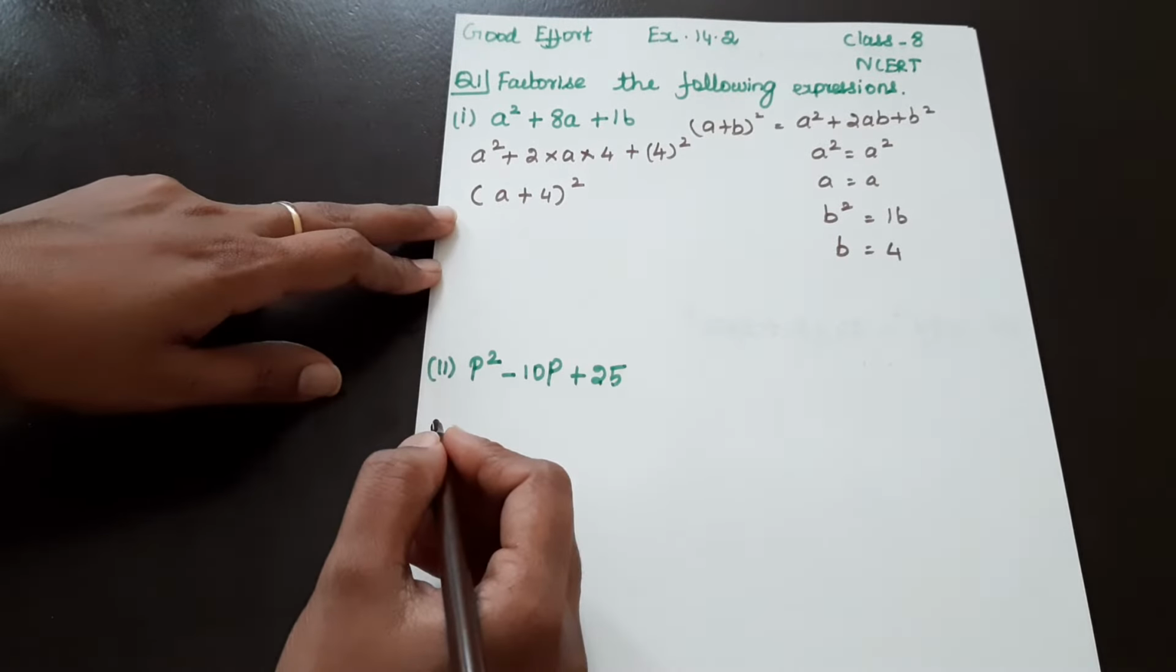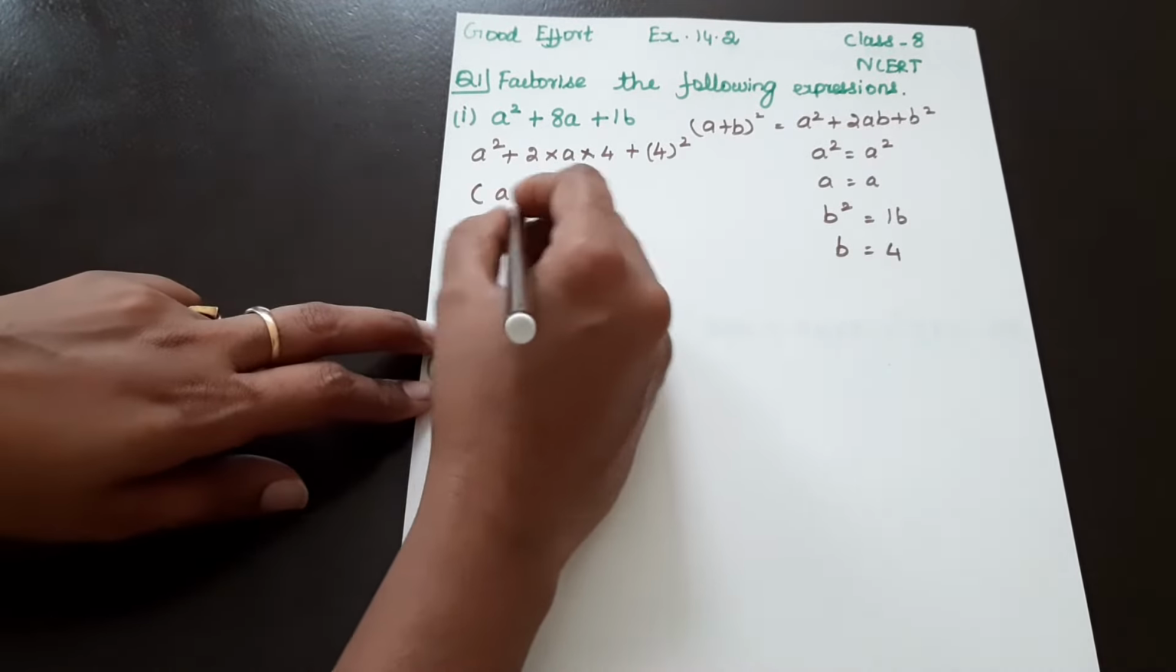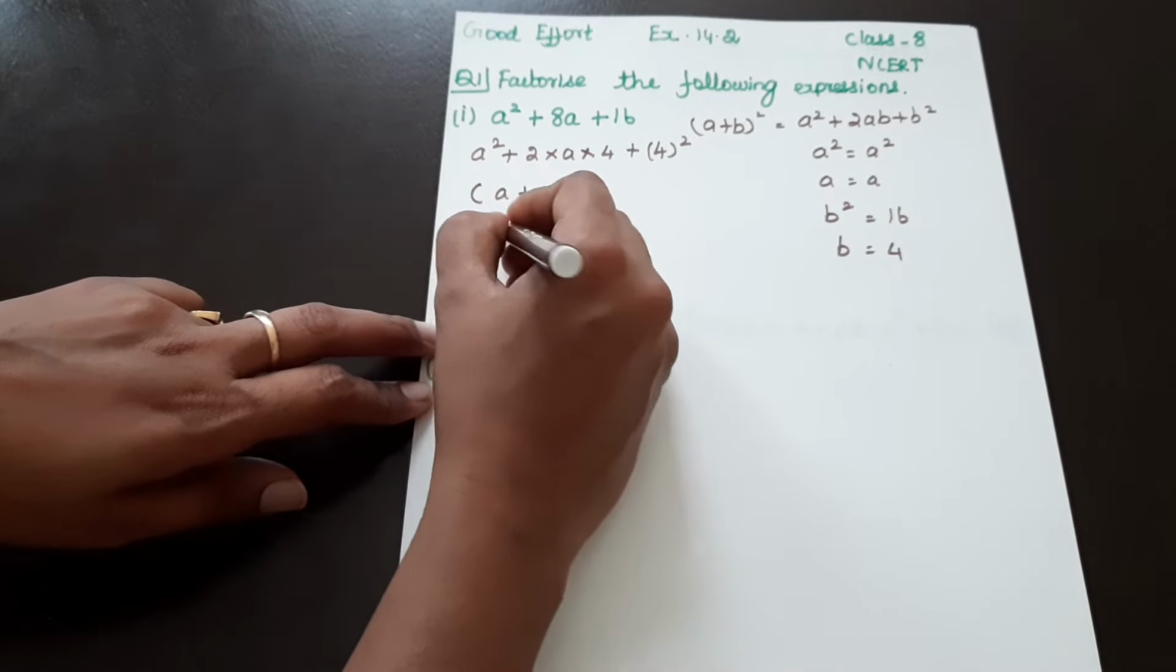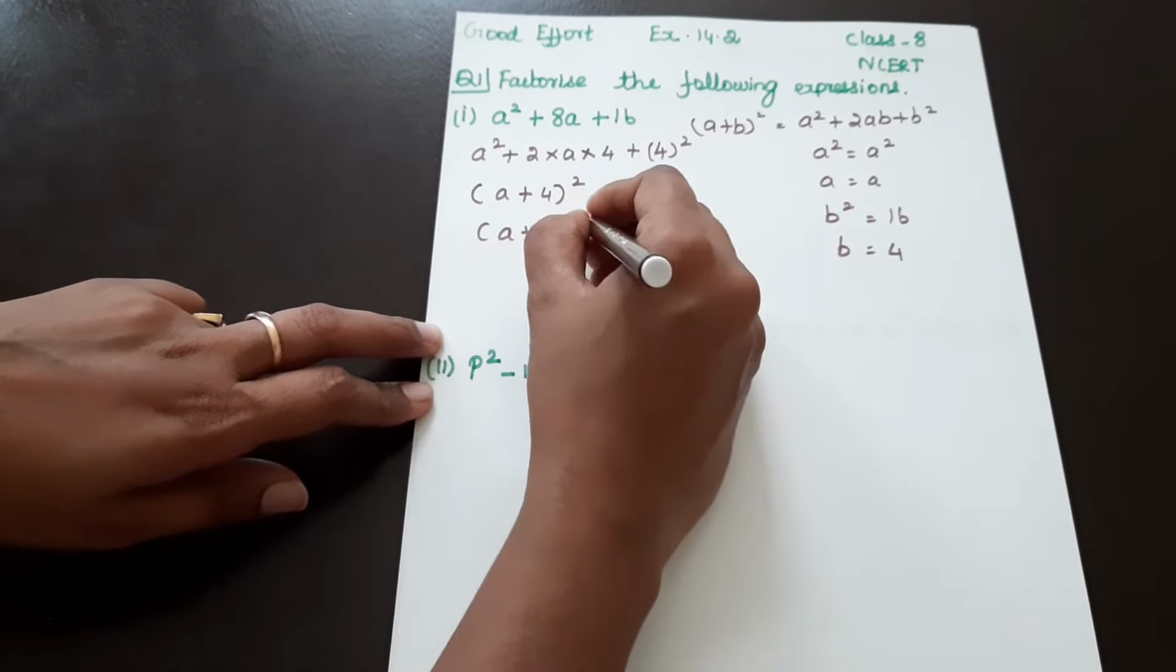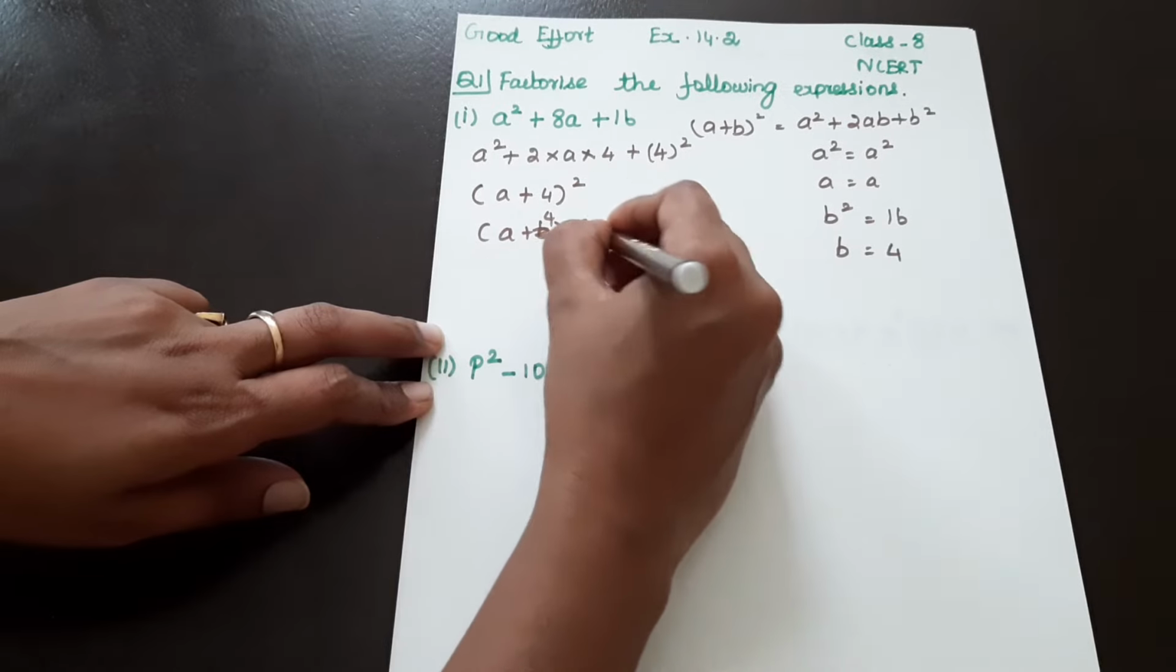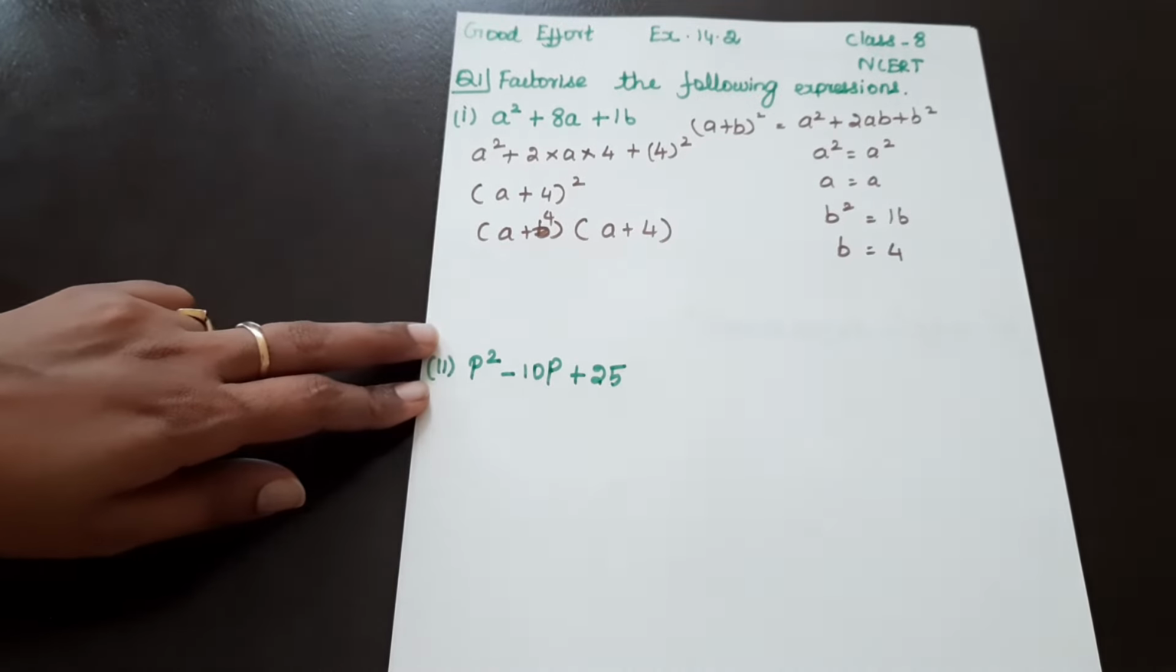So the (a plus b) whole square, we can expand it. (a plus 4) whole square expands to (a plus 4)(a plus 4). So the factors are a plus 4, a plus 4. Okay. Next.